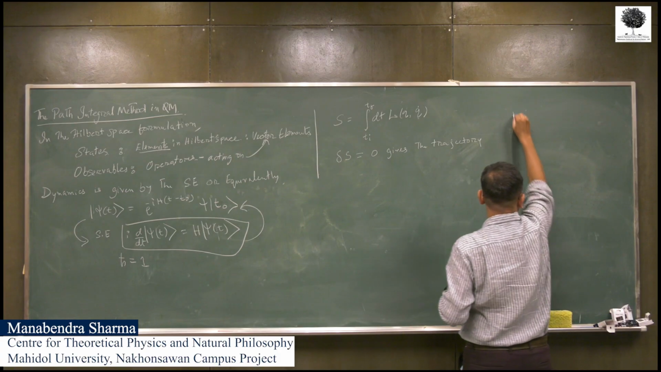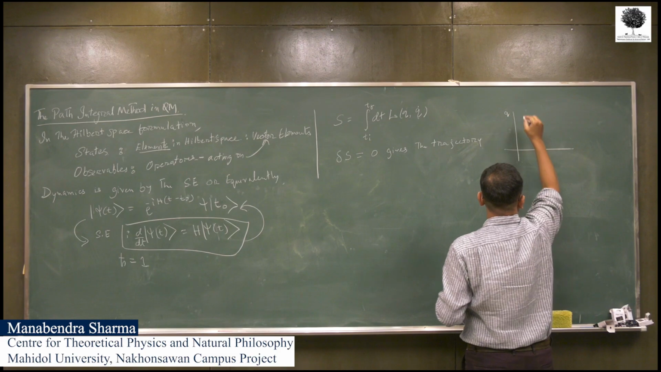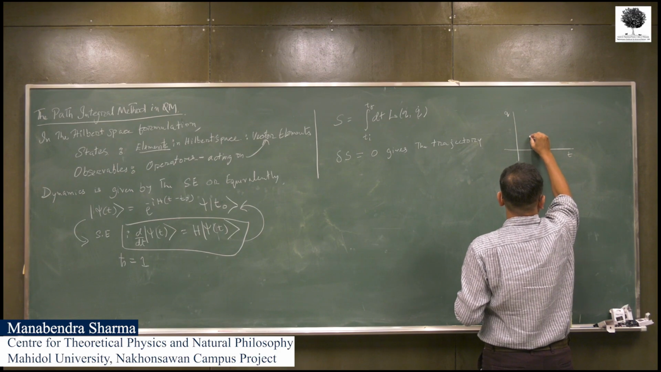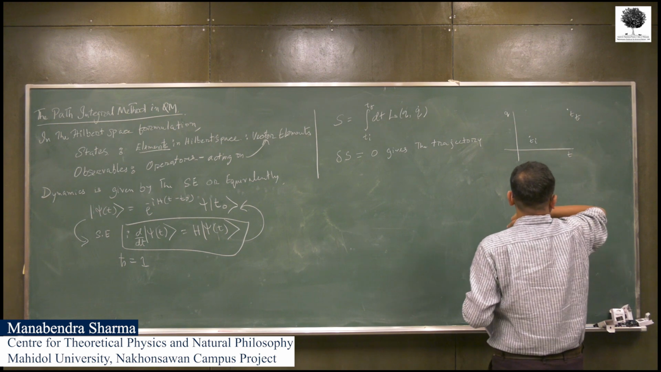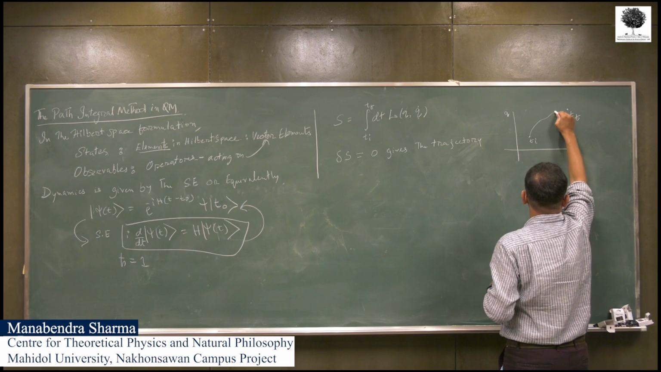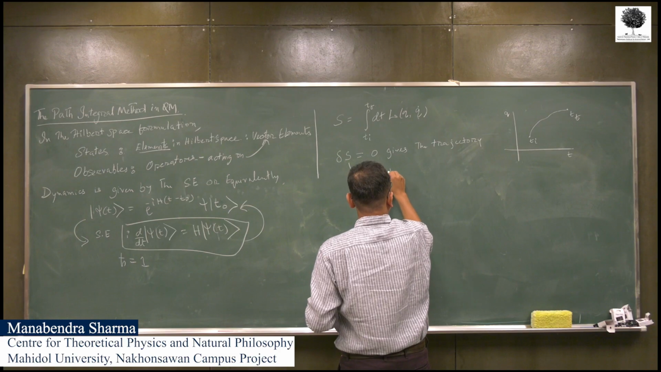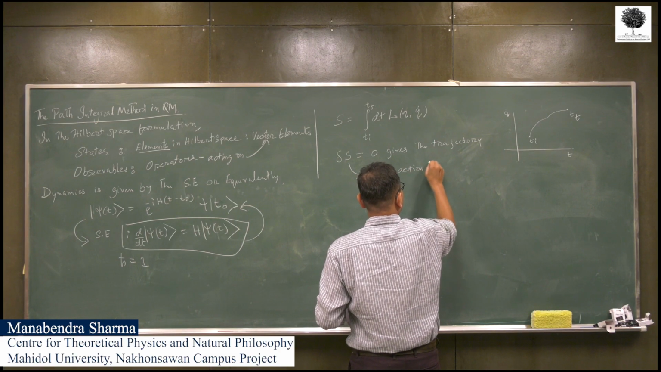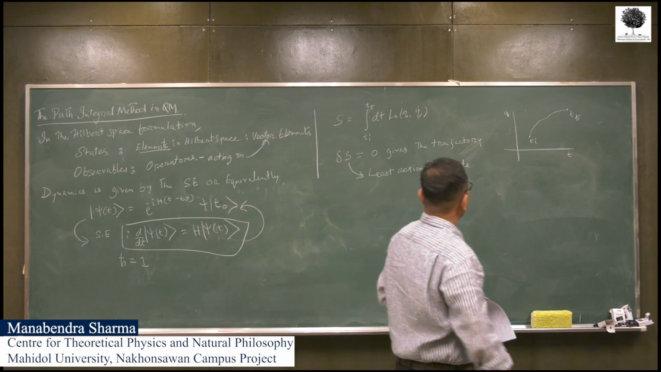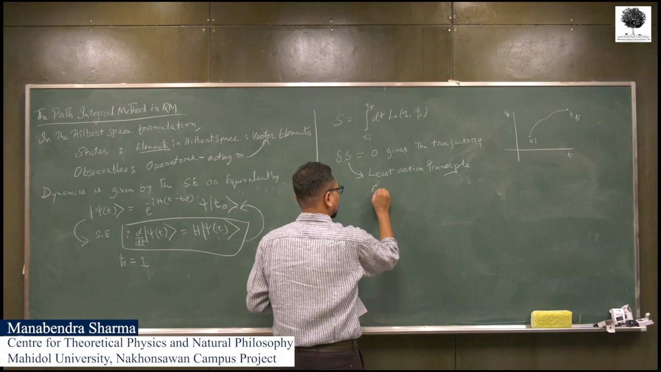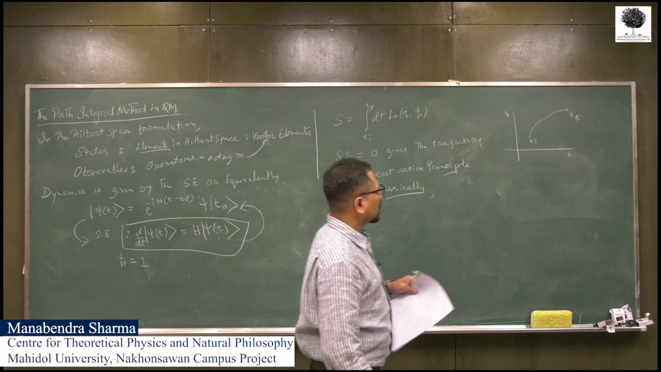So if I draw it, what you have is q is the coordinate and t is the time. So from some ti to tf, if you want to know the correct path, that is given by this least action principle. Classically, this is classical. Okay.